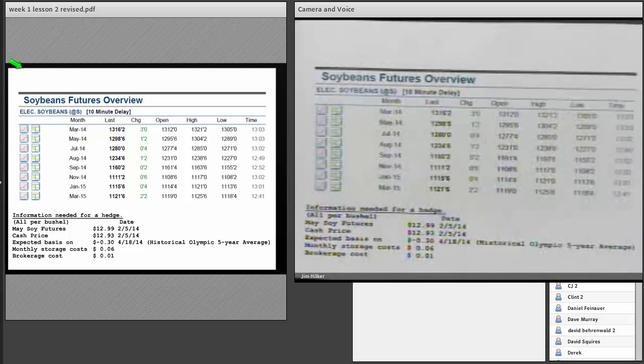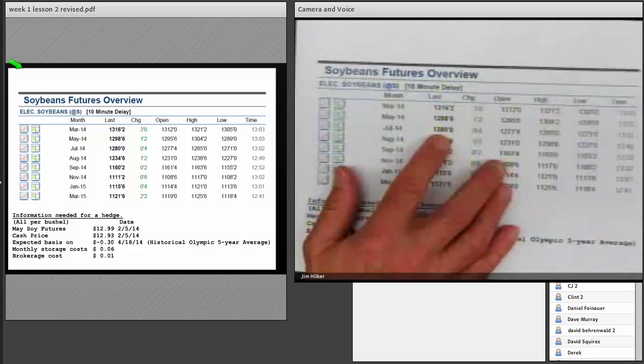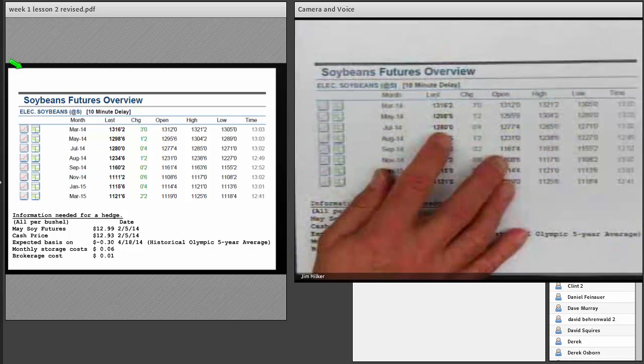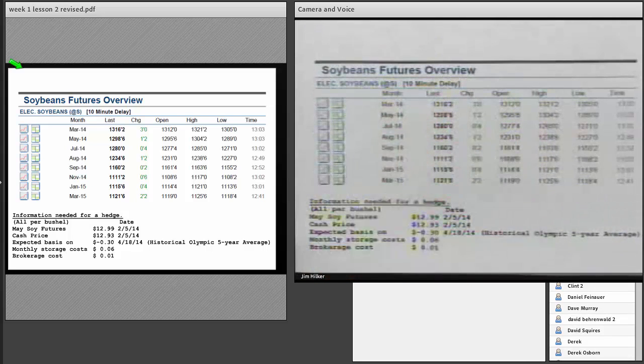But let's jump ahead to make the point even better. We're going to use May futures, so 2.5 months out, as we go on to July. The cash price right now is $12.99. The market says, well, no, I'm not going to charge you 19 cents. It's $12.93 is what you could sell it for today. To store it from May to July, I'm going to stick to the expected basis of minus 30 cents.